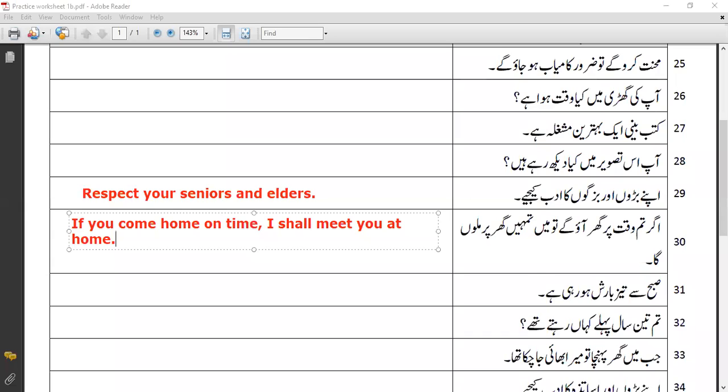In our conversations, we say if you come on time, I shall meet you at home. But here in the translation, because ghar par and then again ghar par is written, so I'm writing at home twice, so it sounds a bit odd. But if you keep the translation in mind, we have to write it in this way. If you come on time, I shall meet you at home seems more appropriate. But it's written agar tum waqt par ghar aoge. So that is why I've written if you come home on time. In our conversation, we also say if you are home on time. Okay, that's a bit casual. So here we have written if you come home on time, I shall meet you at home.